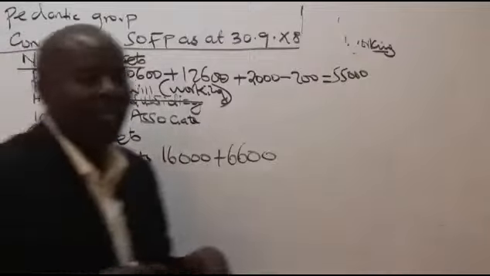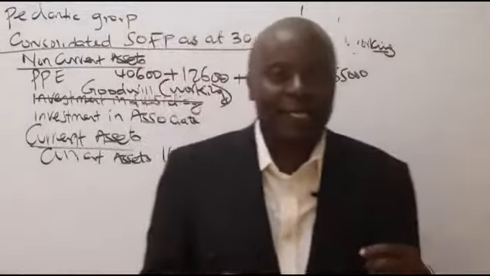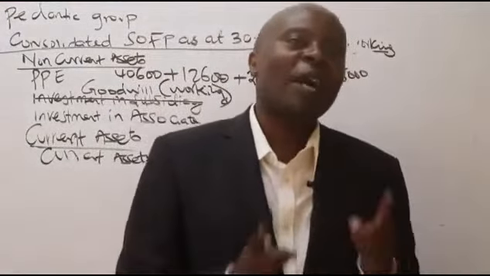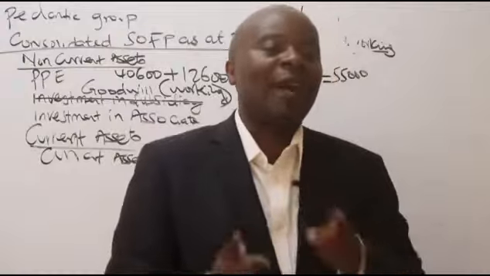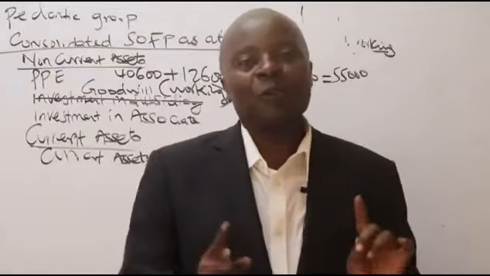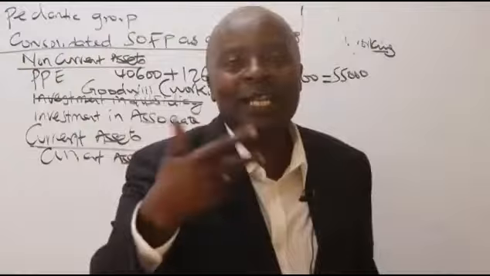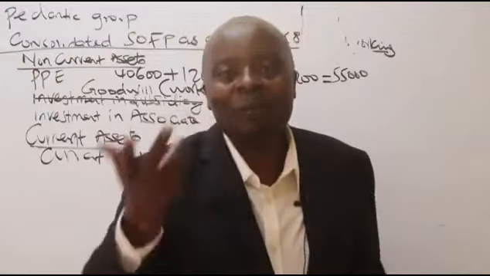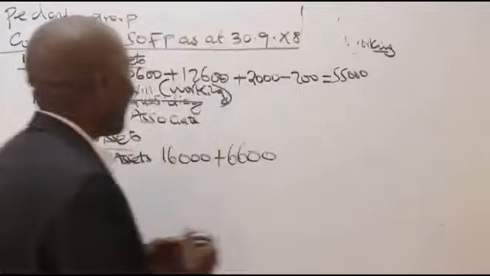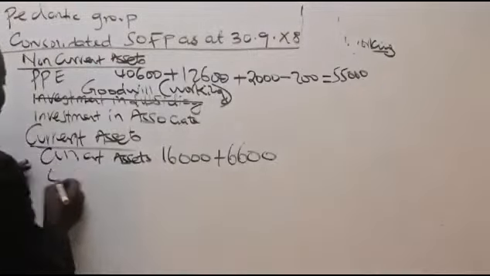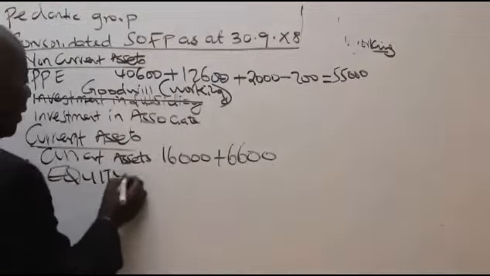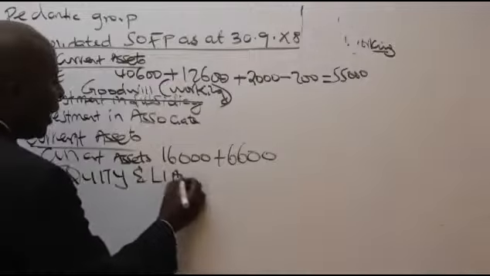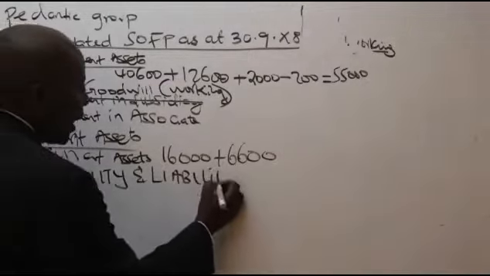Then as an accountant, I need to look beyond those assets and ask myself, how have these assets been financed? How do we finance our assets? Through owner's capital, through liabilities. So now I'll come to this other section and mention here equity and liabilities.